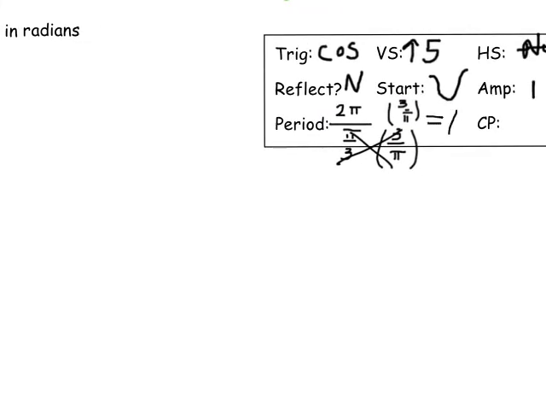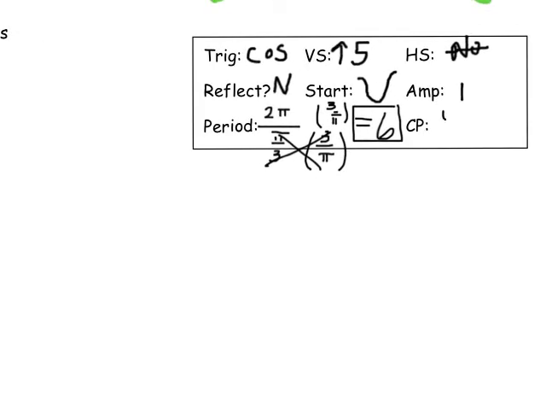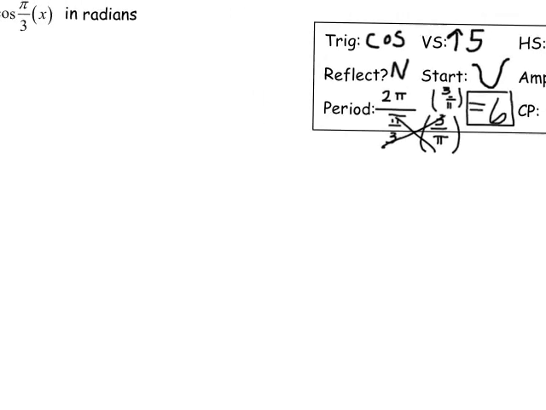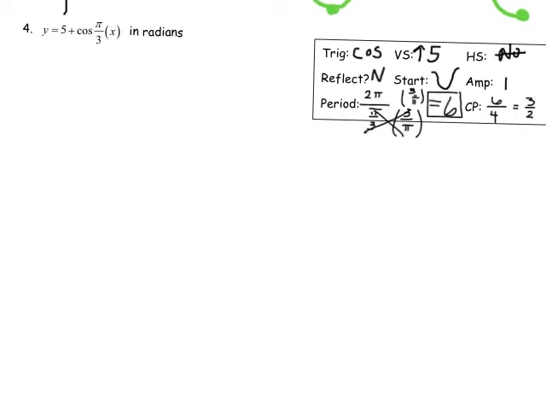It's not always a pi. Don't always think that there's going to have to be a pi. Sometimes it'll cancel out. And then the critical points are going to be, take that 6 and divide it by 4. And so you get 3 over 2. If you prefer to use 1.5, there's nothing wrong with that. I'm going to use 3 over 2. Alright, so make sure you get that box down.